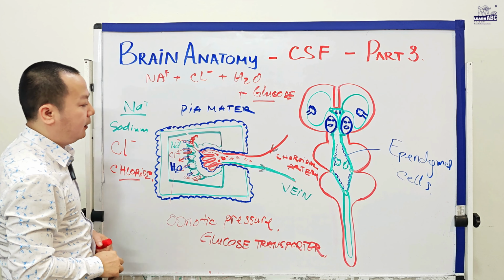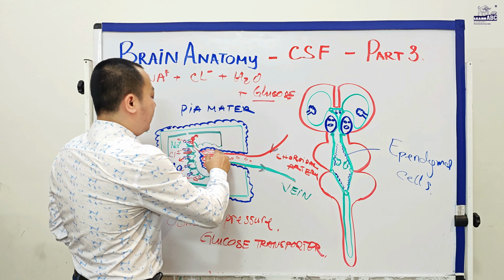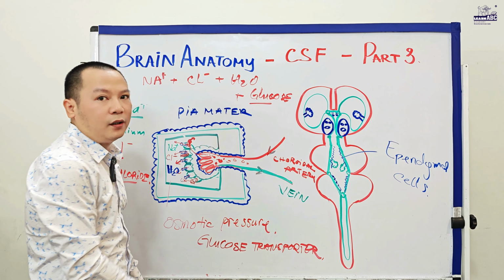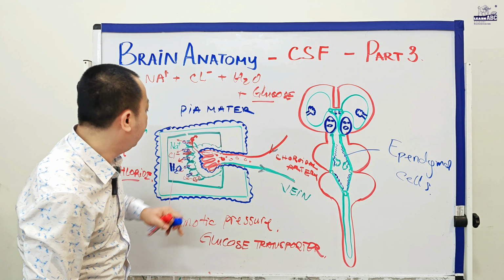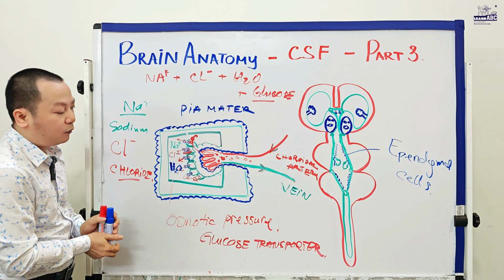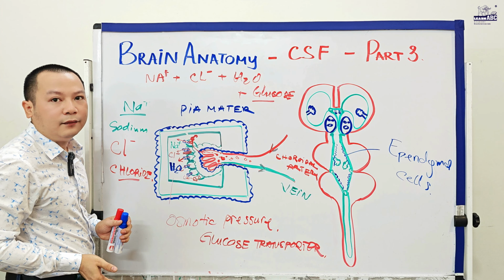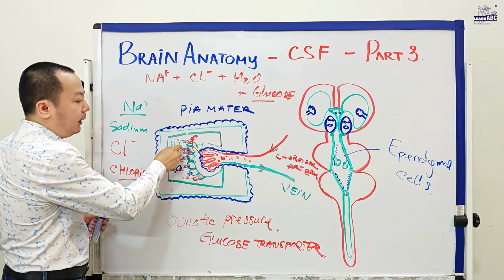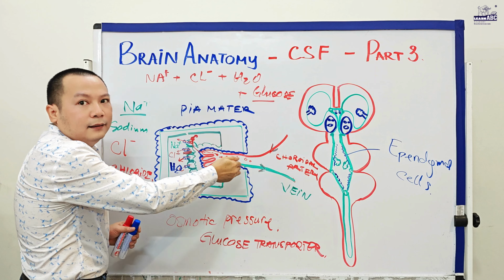Then one more thing, but you have to remember one thing. The level of the concentration of the glucose in the blood is higher than the concentration of the glucose in the CSF, right? This means the level of the glucose in the blood is higher than here. Here is less than, here is higher than.